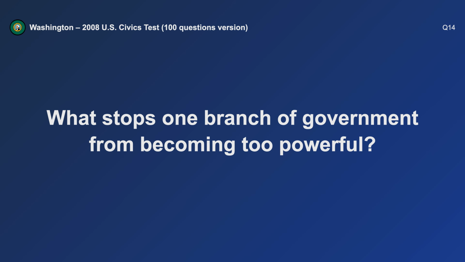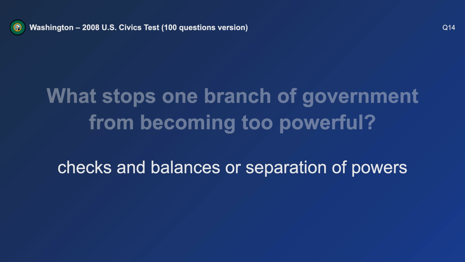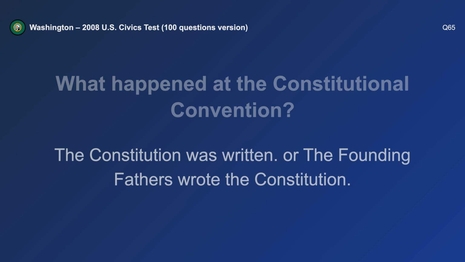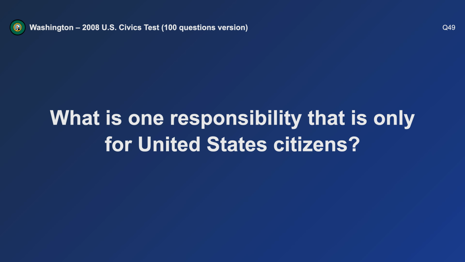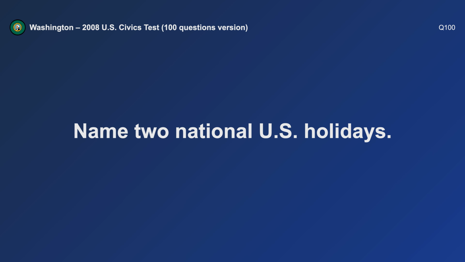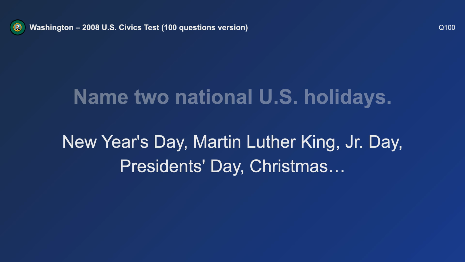What stops one branch of government from becoming too powerful? Checks and balances. What happened at the Constitutional Convention? The Constitution was written. What is one responsibility that is only for United States citizens? Vote in a federal election. Name 2 national U.S. holidays: New Year's Day and Christmas.